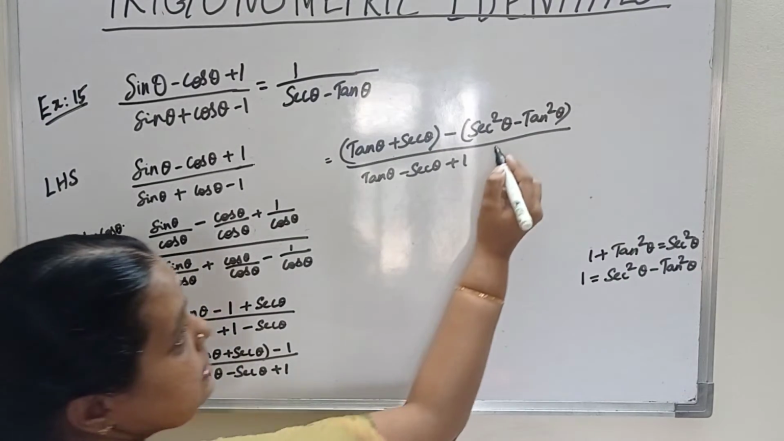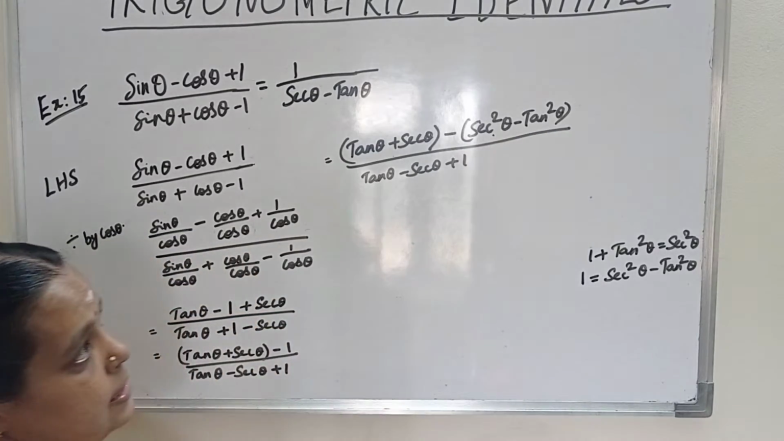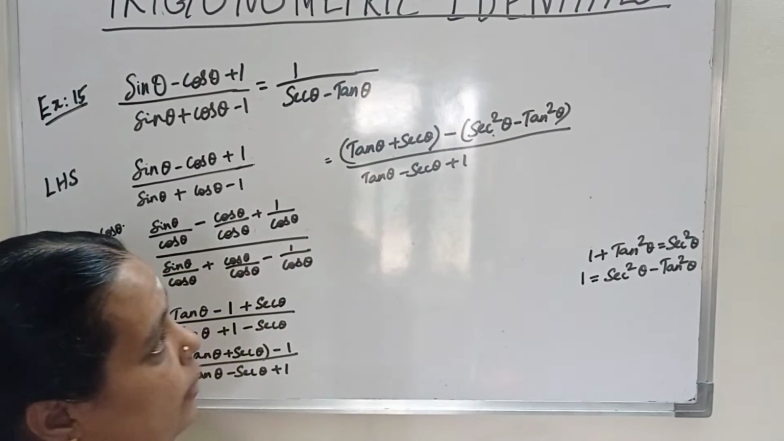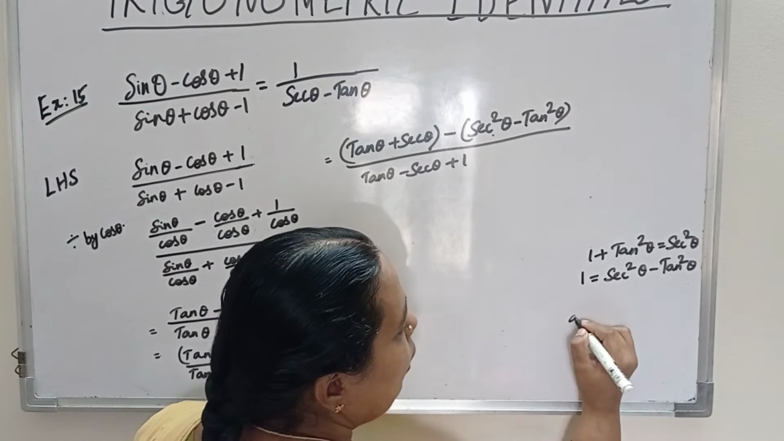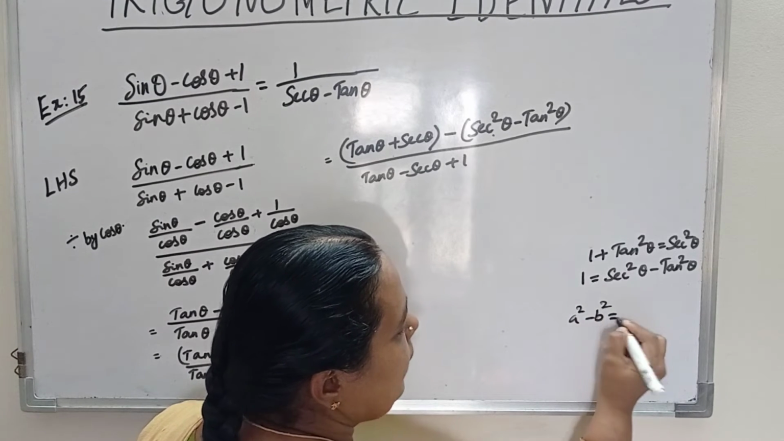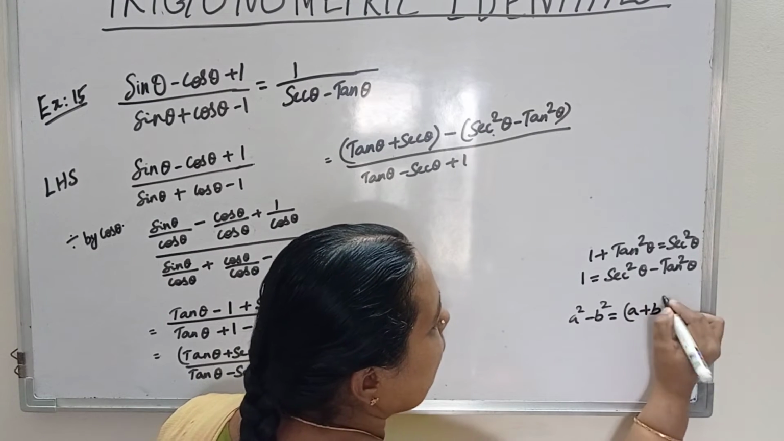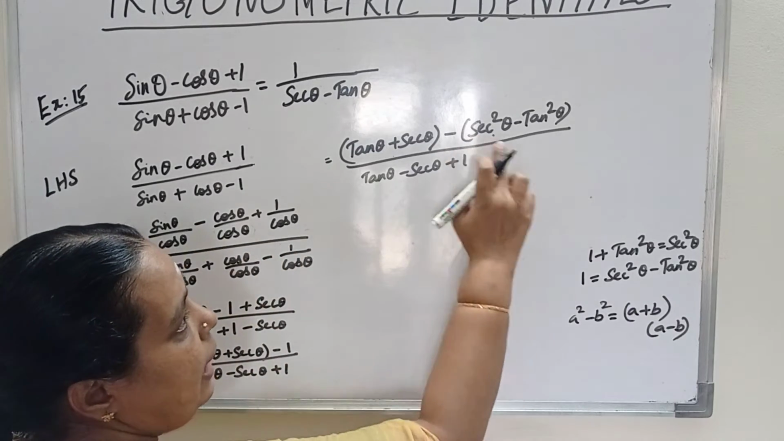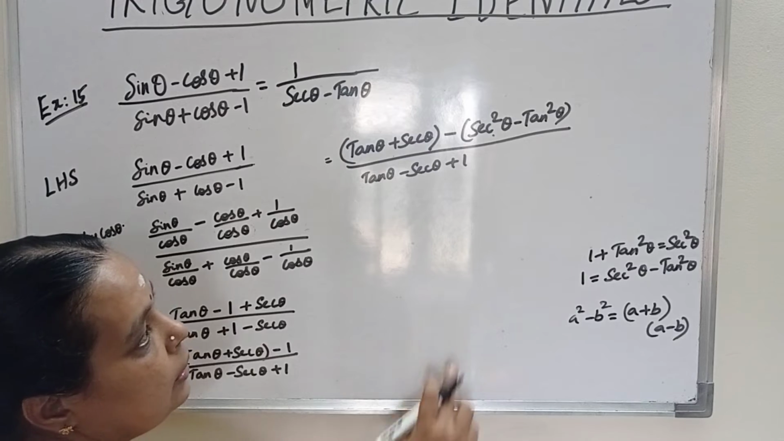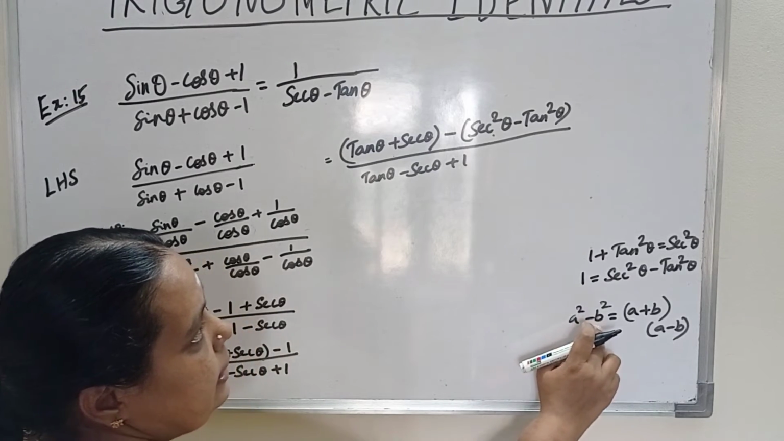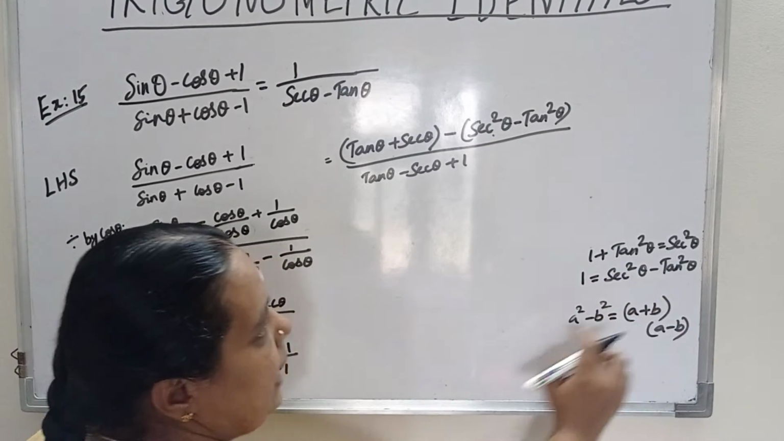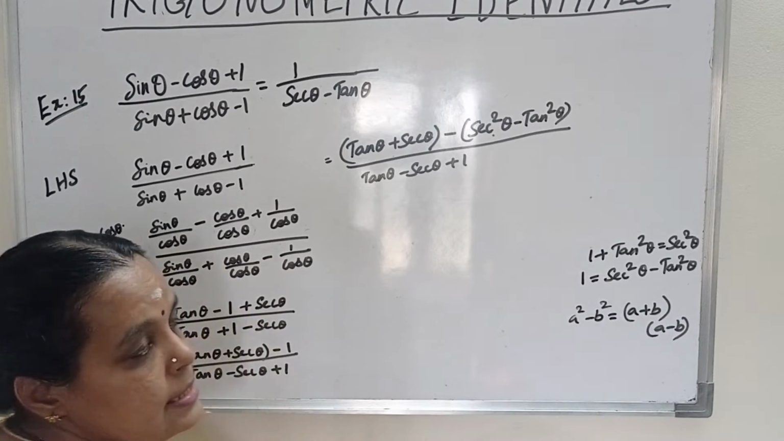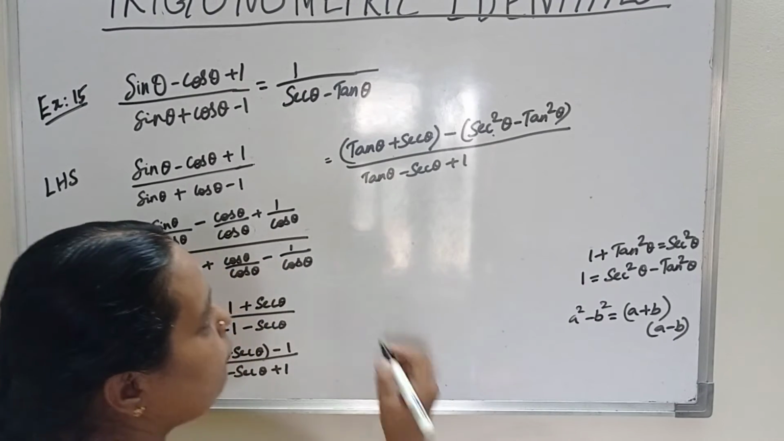So what is this format, that is secant square theta minus tan square theta? It is in the format of a square minus b square. What is a square minus b square? It is (a plus b) into (a minus b). So we have secant square theta minus tan square theta. Secant square theta minus tan square theta is equal to (secant theta plus tan theta) into (secant theta minus tan theta). It is a square minus b square format.